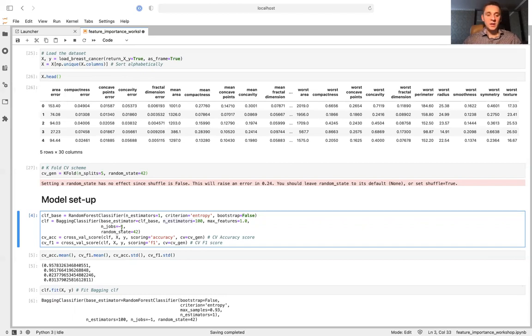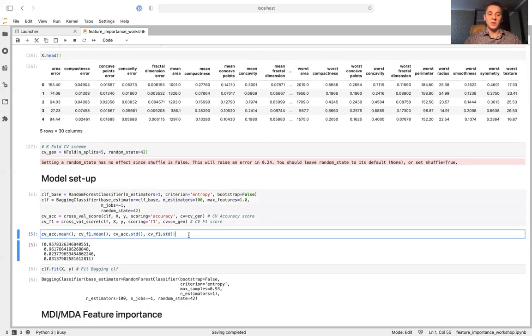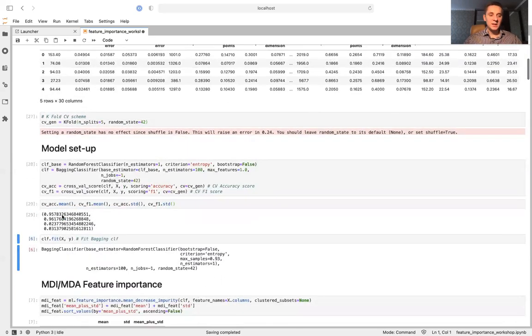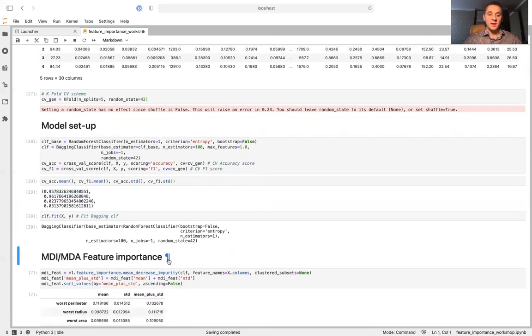value. So let's see what kind of accuracy and F1 score the model shows on our dataset. As you can see here, the scores are quite high with relatively low standard deviation, and we're quite sure that the model has captured the right pattern. So now let's analyze what kind of features are responsible for this high score. First we will fit our bagging classifier. As you can see, we fit it on top of a random forest classifier with bootstrap equal to false, criterion equal to entropy, and estimators equal to 1.